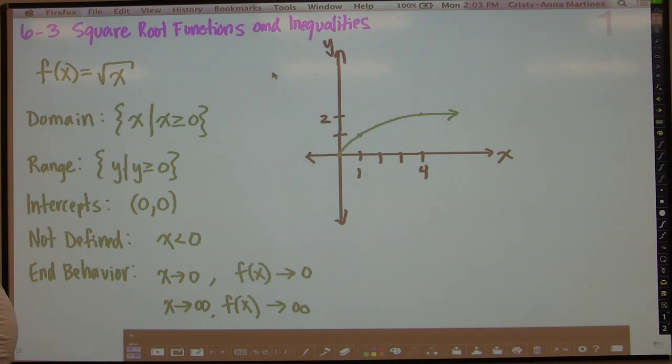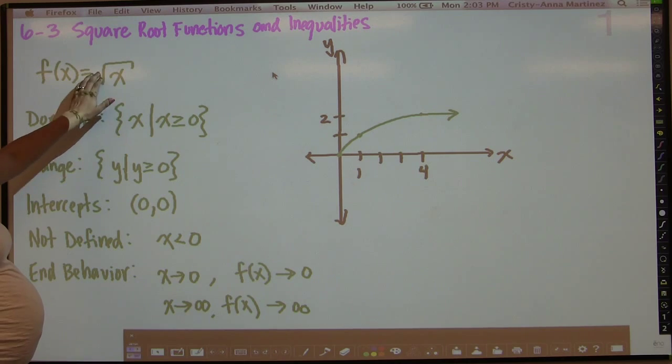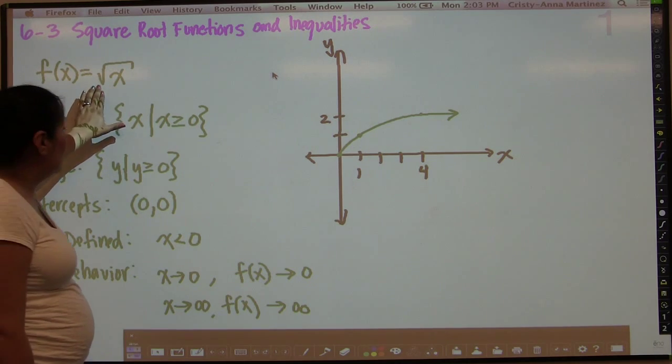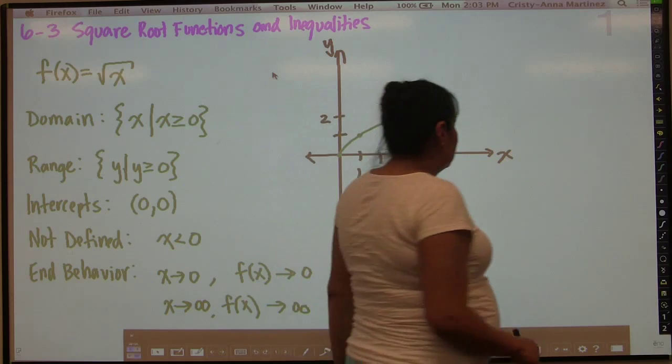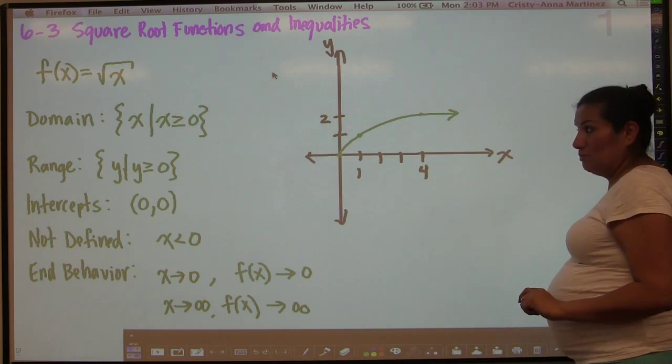So, what you see on the board right now is basically the properties, aka characteristics, of the parent graph square root function. This is what a square root function looks like. The function itself, f of x equals square root of x. You'll notice that it only has the positive square root of x. If you had plus or minus the square root of x, the negative square root of x, as we will discuss later, is the bottom portion of the sideways parabola.